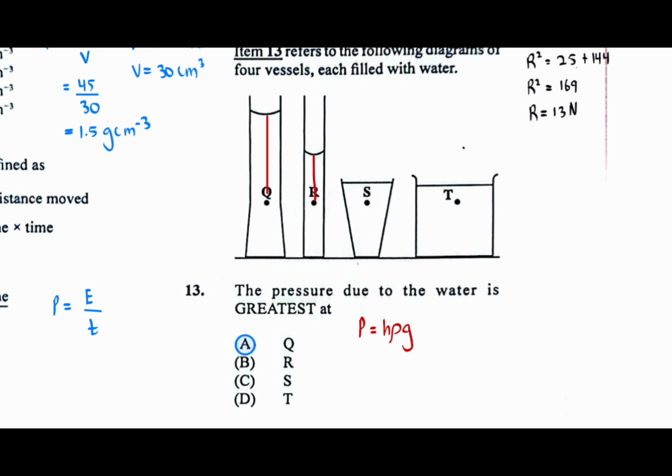Because if I draw the other heights, you'll realize that in this instance, the height from the top of the fluid to the point Q is the greatest. So the pressure is going to be the greatest at point Q.